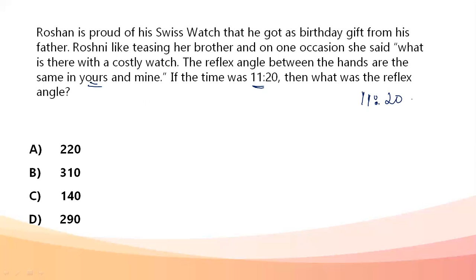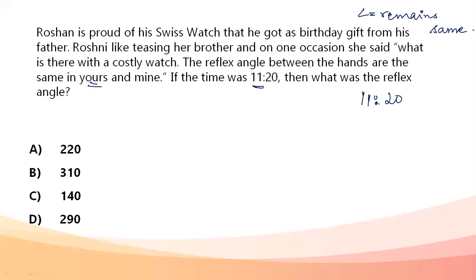AM or PM does not matter to us, because even if it is AM or PM, the angle remains the same. Irrespective of AM or PM, the angle is the same. Therefore, you will not say that this question is wrong or the angle cannot be determined because AM or PM is not given. That becomes irrelevant because the angle is going to be the same for both AM and PM. So we have to find the reflex angle.